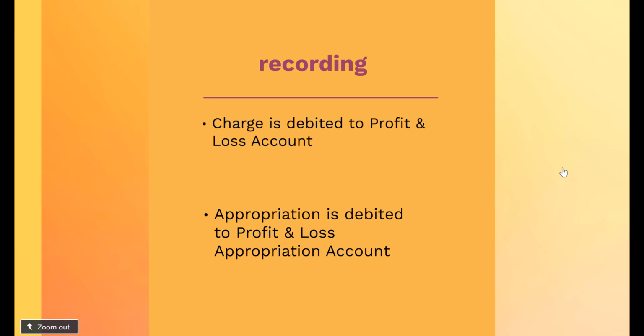Where are these two items recorded? In the case of a charge, it is debited to the profit and loss account, whereas in the case of an appropriation, it is debited to the profit and loss appropriation account.